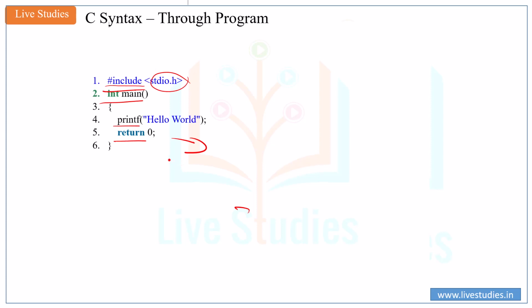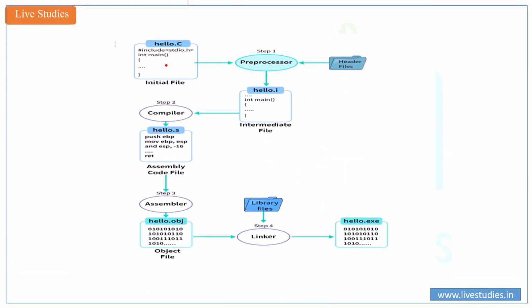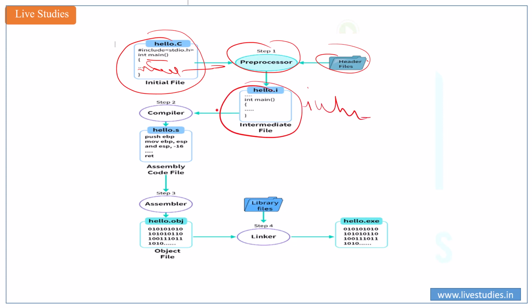But in a flow diagram, I have already discussed hello.c, including the main function in this program. Then you move to the first step, which is the preprocessor, meaning header files. Then it moves to the intermediate file, hello.i, meaning intermediate. Then the second step is the compiler, which saves to hello.s, the assembly code file. Then the assembler produces the object file, hello.o. Then we move to the linker, which is also called the executable file, hello.exe. This type is machine code. Okay, then the output of the program.